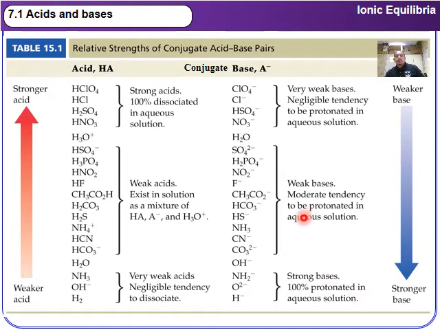The moderate tendency to be protonated in aqueous solution is because it is within the weak acid range, such as HSO4 minus until HCO3 minus. And the very weak acids to dissociate, such as NH3, OH minus, and H2, show that tendency to be strong bases, 100% protonated in aqueous solutions. So the weaker the acid, the stronger the base, while the stronger the acid, the weaker the base.